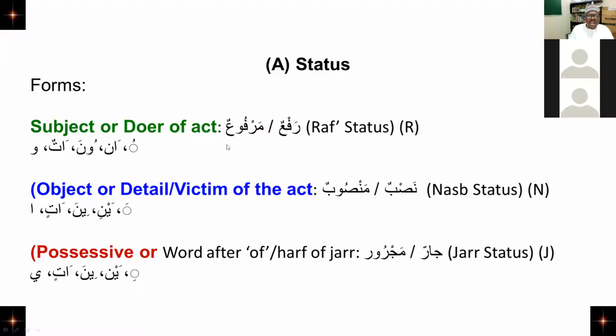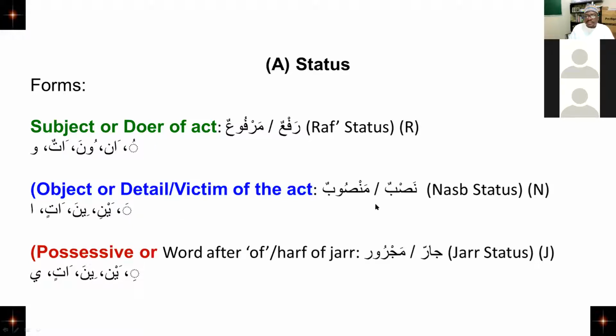How can an ism become marfu'? Because it has u at the end. How can an ism become marfu'? Because it has atun at the end. How can an ism become marfu'? Because it has una at the end. How can an ism become marfu'? Because it has ani at the end. And how can an ism become marfu'? Because it has the sound u at the end. We'll come to the details, but note these signs for rafa.